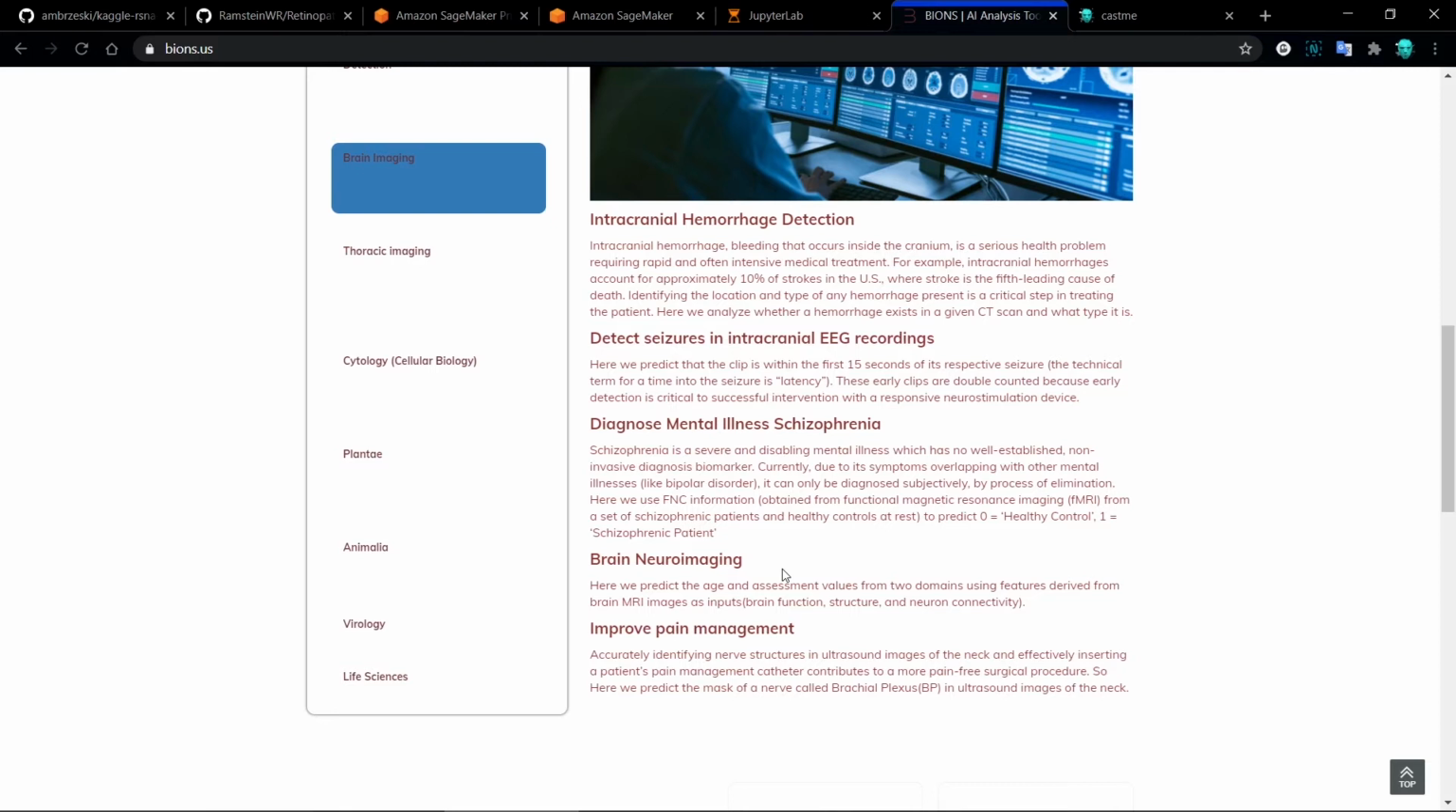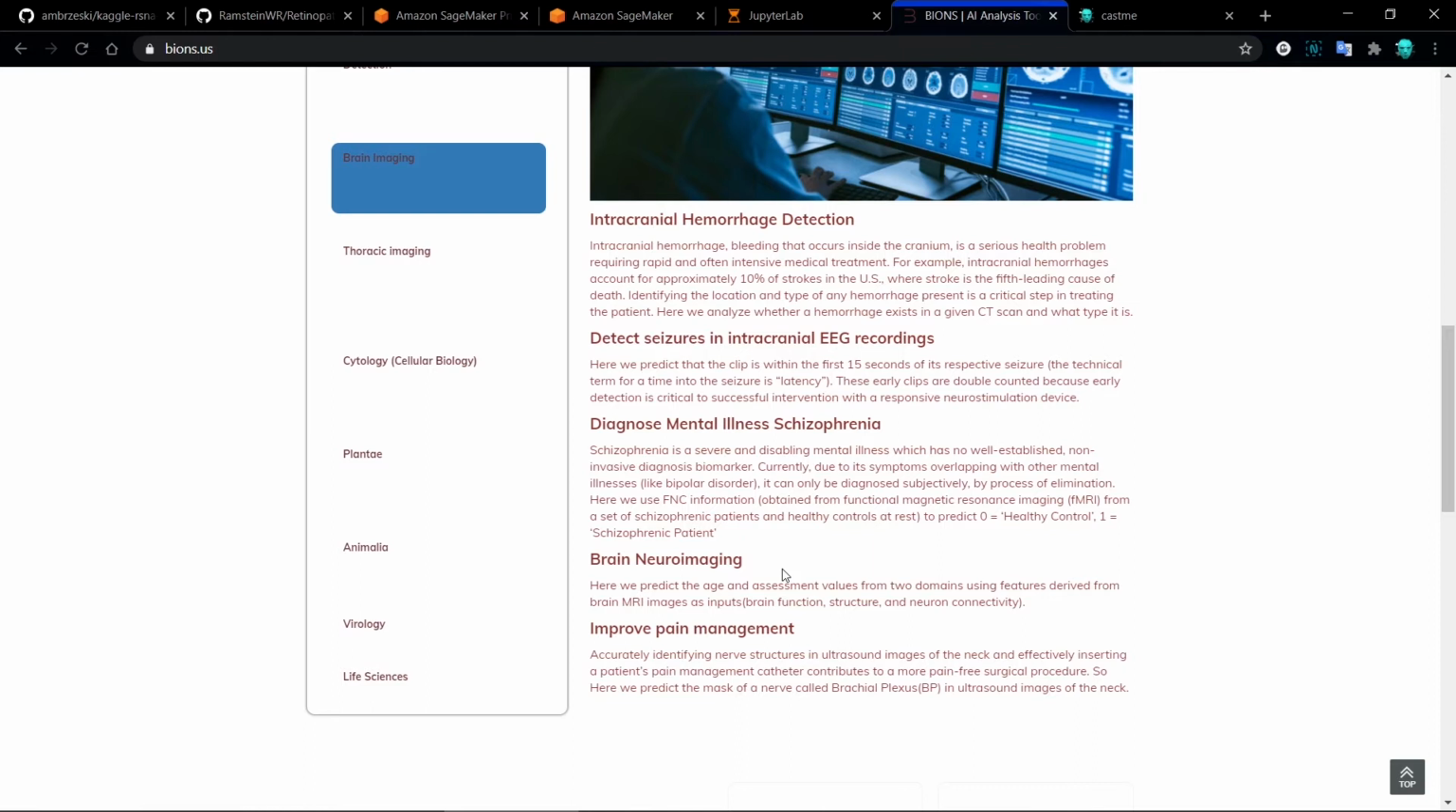So brain neuroimaging: here we predict the age and assessment values from two domains, using features derived from brain MRI images as inputs, and improve pain management. In this one, there are multiple nervous structures, and we need to accurately identify nervous structures in ultrasound images. There are different nervous structures for different actions or stimulations.